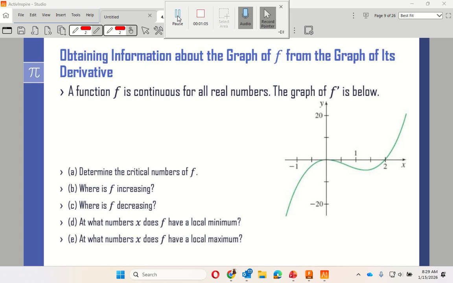Am I missing all my... Where's all my markers at? Tree, do you steal my marker?